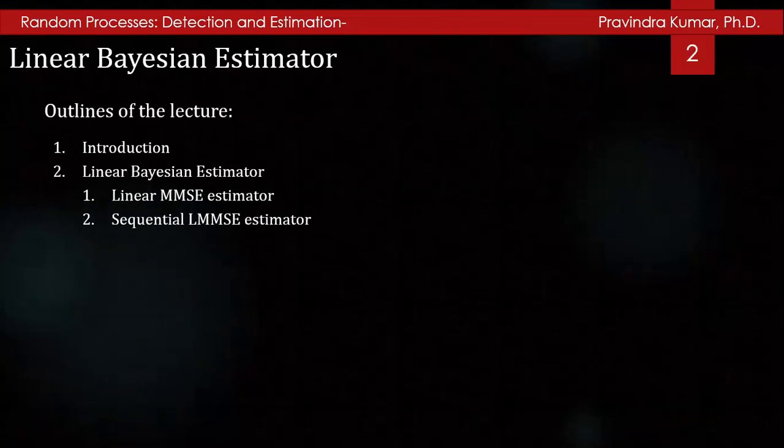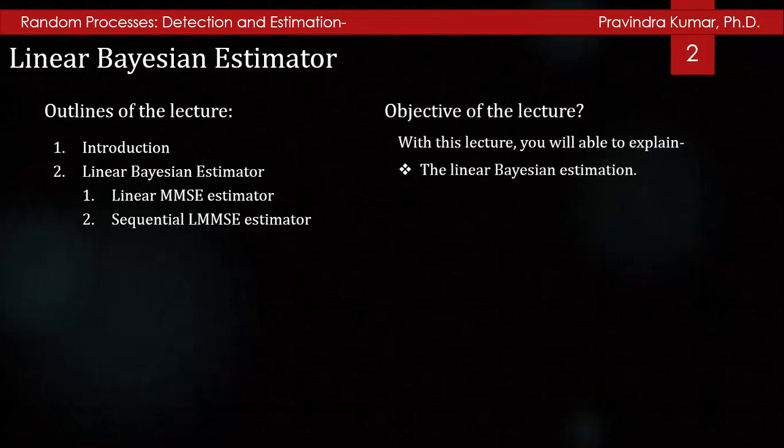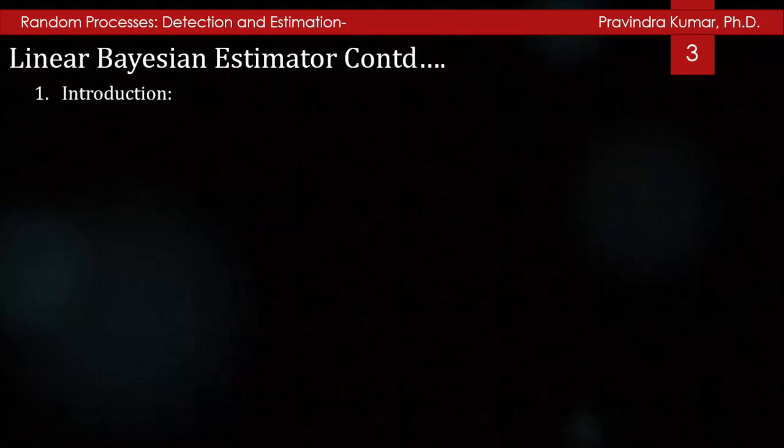The outline of this lecture is the linear Bayesian estimator, where we will discuss the linear minimum mean square error estimator and the sequential linear minimum mean square error estimator. The objective of this lecture is that you will be able to explain the linear Bayesian estimator. Now we start with the introduction.